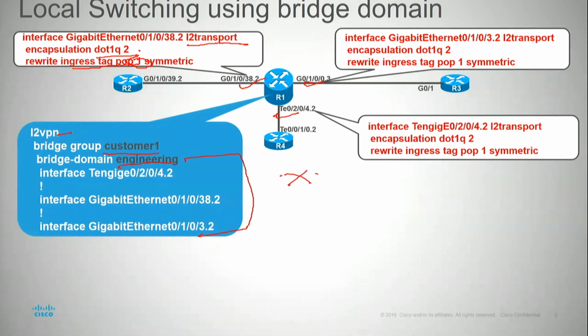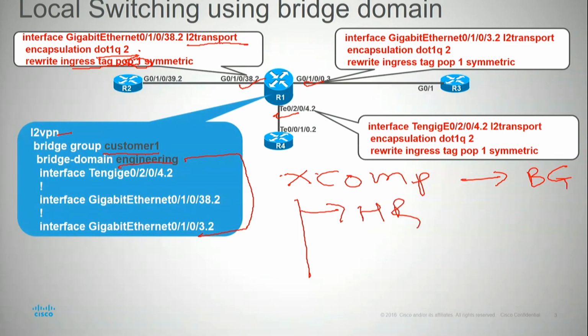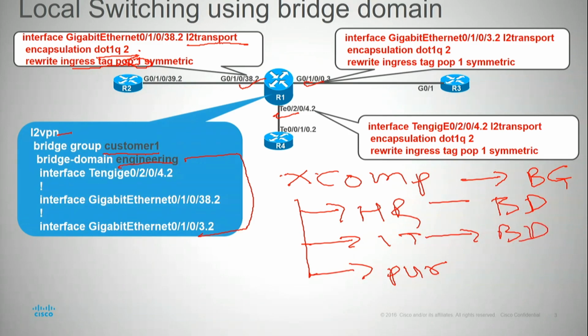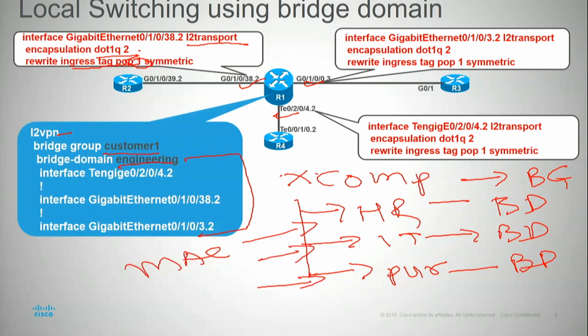Like if any company X is there, it will act as a bridge group, and under that company we can say that the HR department is there, then the IT department is there, then the purchase department is there. All of these will act as separate bridge domains, and each and every department will have its own MAC address table. They will not interfere with other broadcast domains.